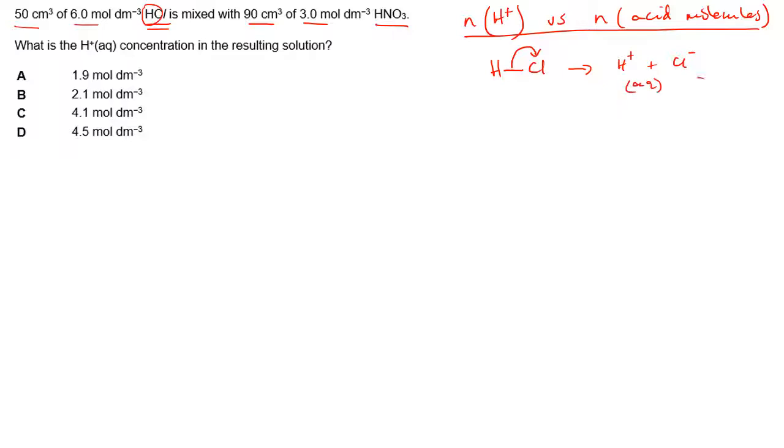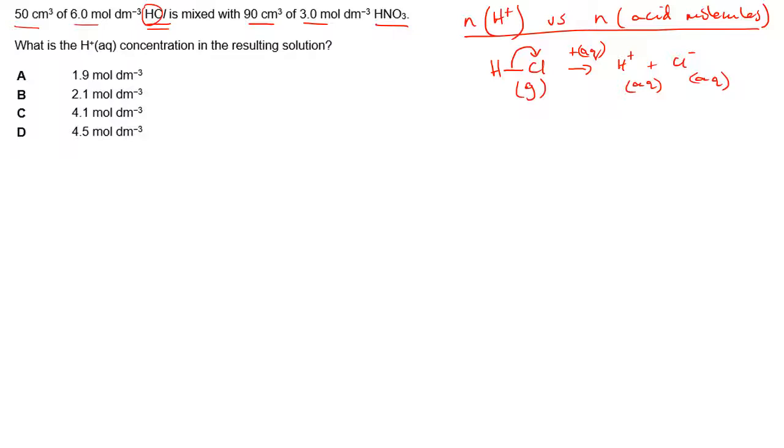aqueous. That's what happens when it dissolves. Right, so I'm just going to put plus aqueous here, and that was a gas as hydrogen chloride. So that is what happens when you dissolve hydrochloric acid.